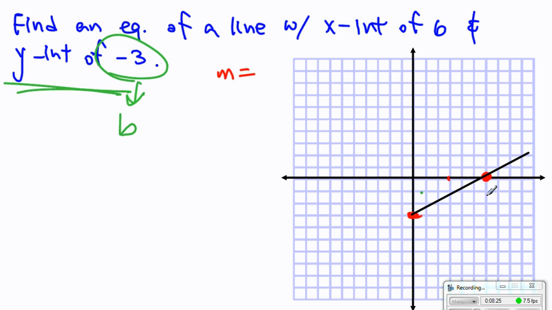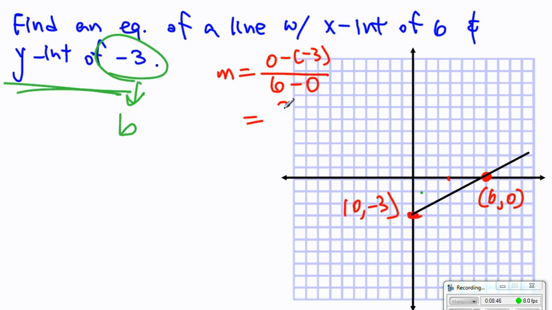This point would be 6, 0. That's the coordinate of that particular point. Here we end up getting 0, negative 3. So once again, y2 minus y1 over x2 minus x1: 0 minus negative 3 over 6 minus 0. Hence we end up getting 3/6, which is equal to 1/2.